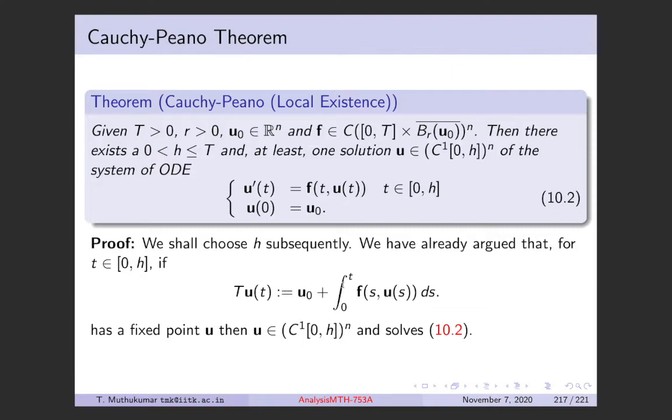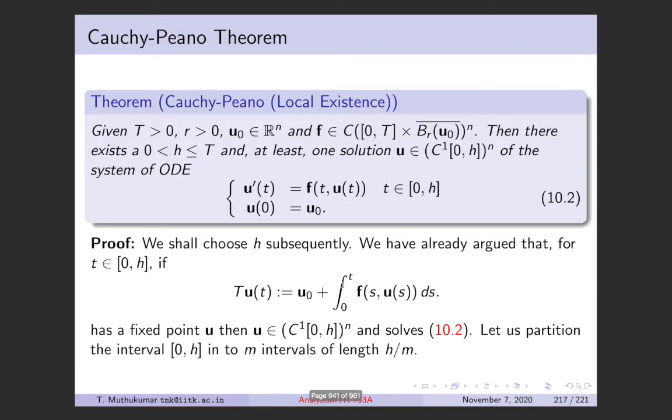Okay, so the idea here is to take this interval 0 comma h, where we don't know h yet, we will do that later, but whatever that domain h will come out to be, we are going to partition it into m intervals. Once you partition into m equal intervals, you will have an interval of length h over m, right? That's what we are going to do. And then you look at this initial value problem.